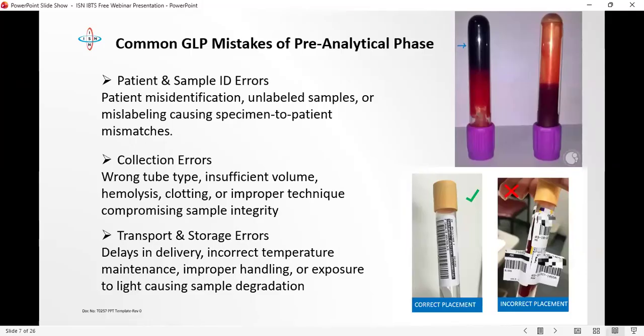A mislabeled sample is not just an error, it's a potential clinical disaster. So there's also a risk in labeling, okay? Common laboratory mistakes that you can encounter during the pre-analytical phase are patient and sample ID errors: patient misidentification, when you don't identify the patient properly, unlabeled samples, or mislabeling causing specimen-to-patient mismatches.